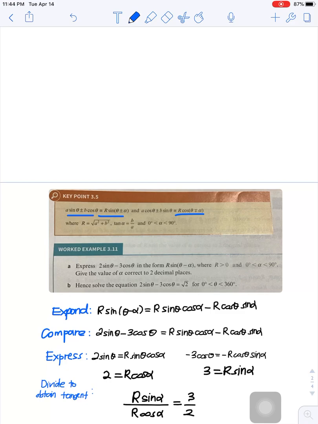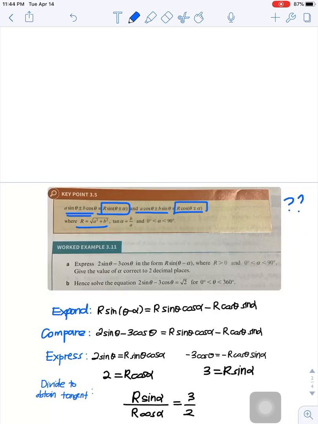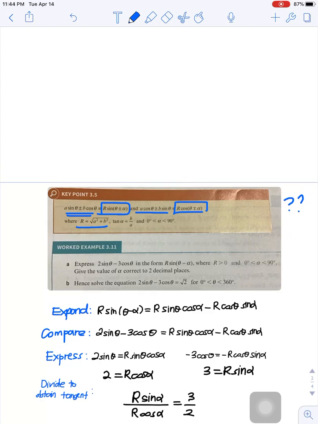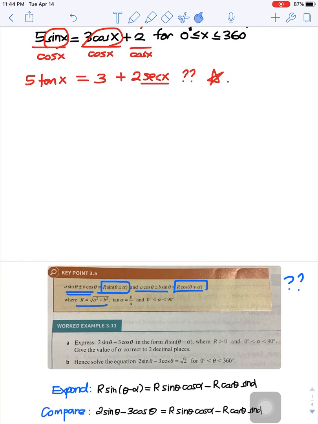They are telling that if something is written in this manner, then it is going to be definitely r sin (theta plus alpha). If it is written as a cos theta plus or minus b sin theta, then it is going to be r cos (theta plus alpha). It looks very confusing. And then they are telling that to find the r value here, they have a shortcut, and to get the alpha, they also have a shortcut. Okay, let's try to understand what is the meaning of that.